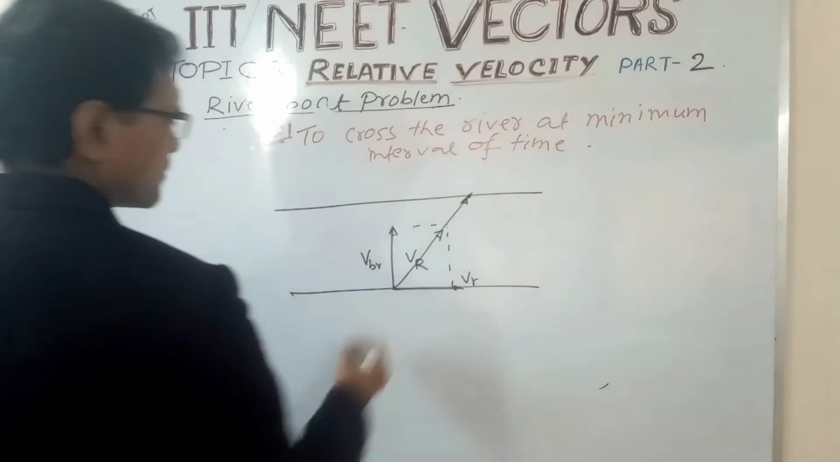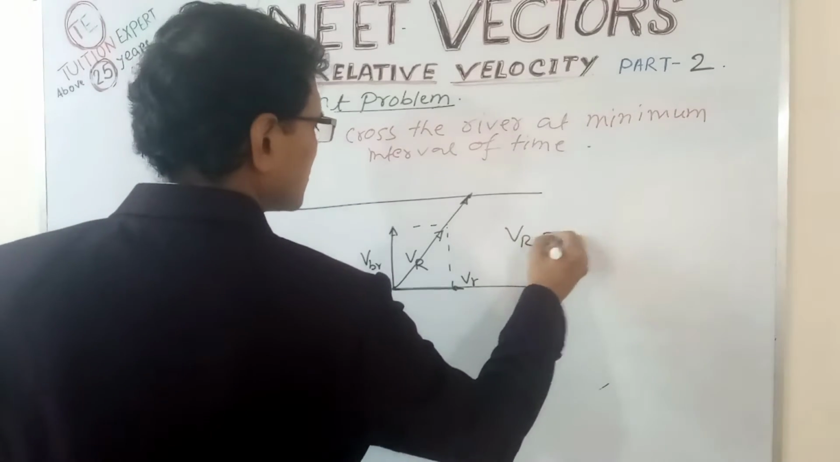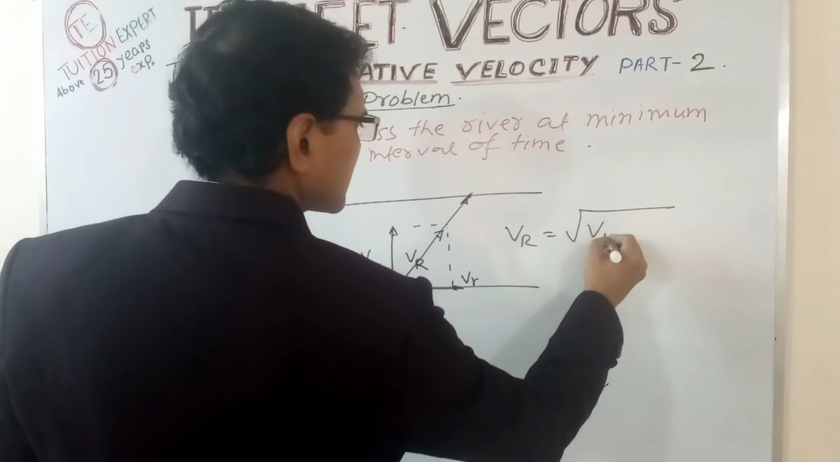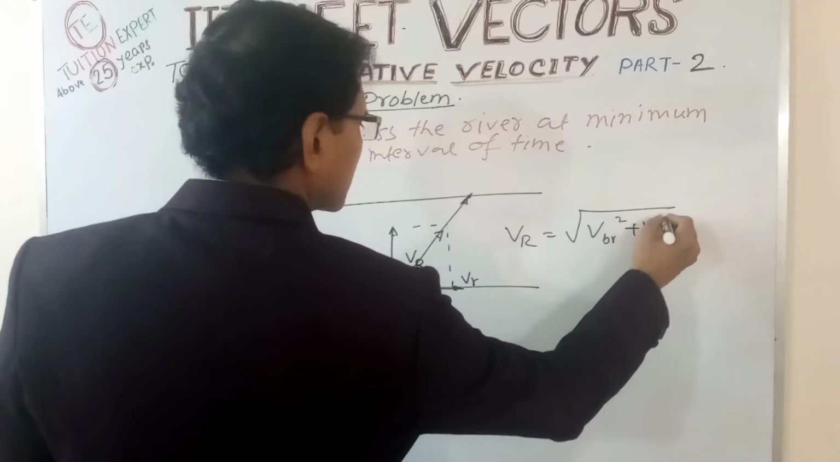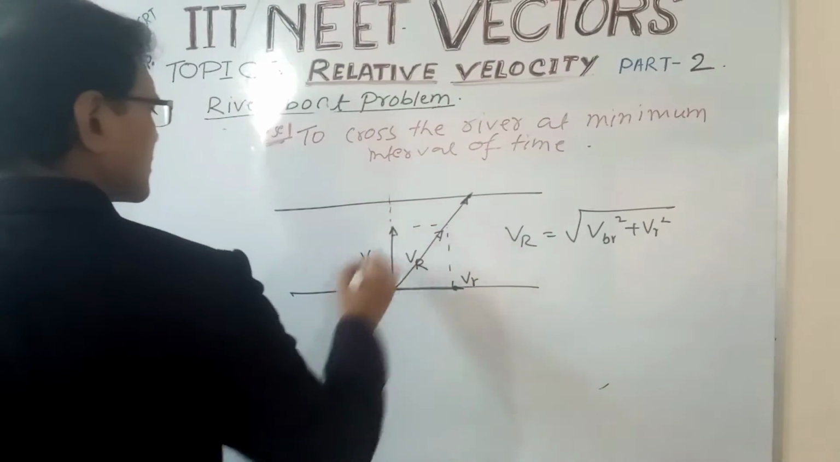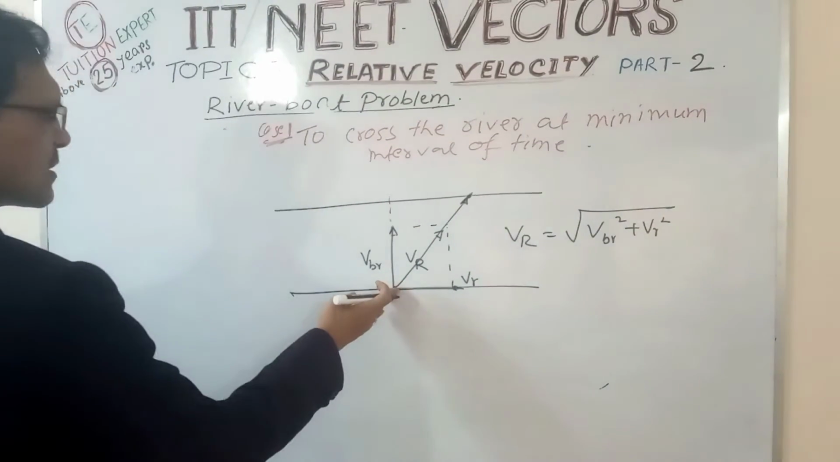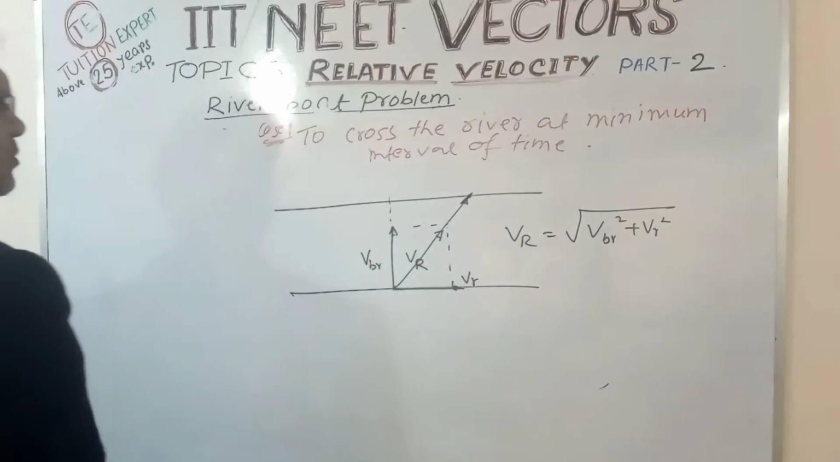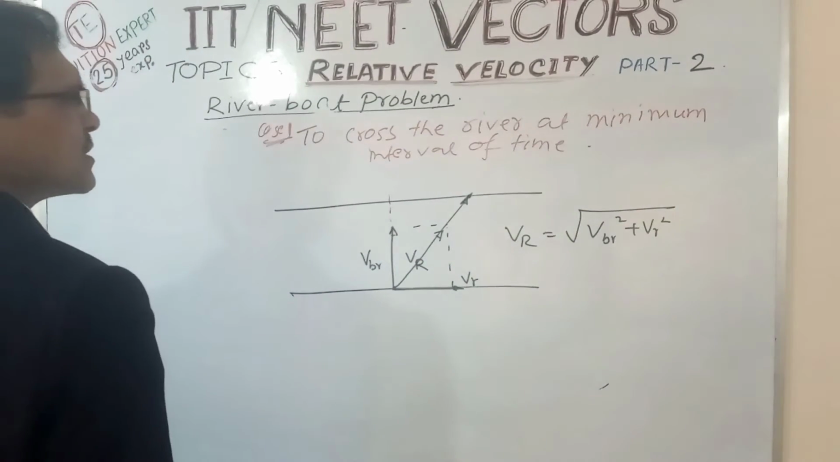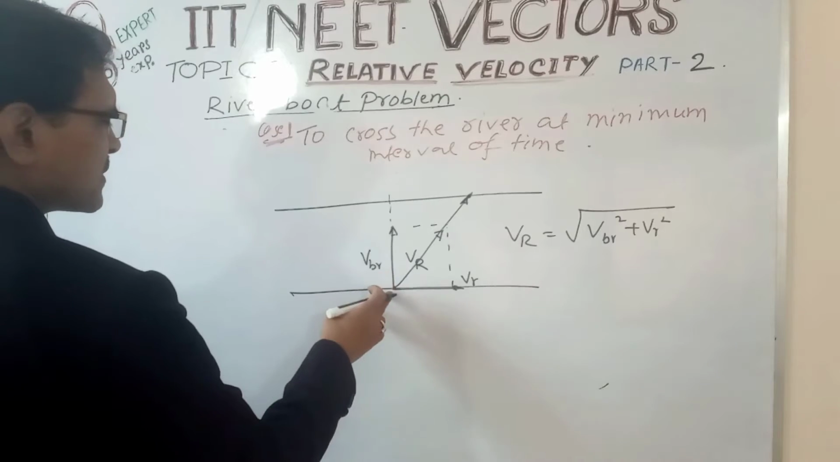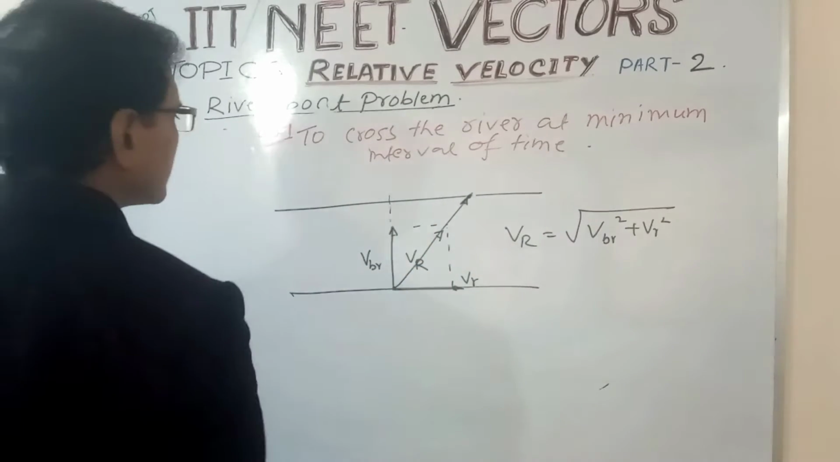Velocity of VR equal to this. So the boat reaches at that point to cross the river in the minimum interval of time. The boat reaches at that point.